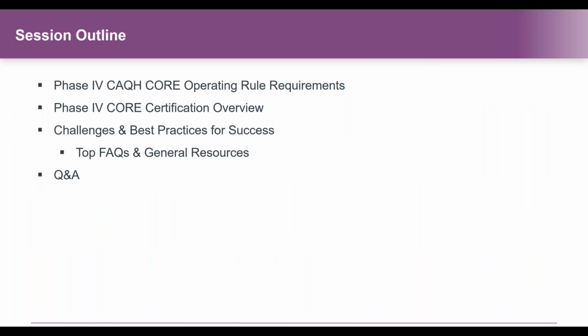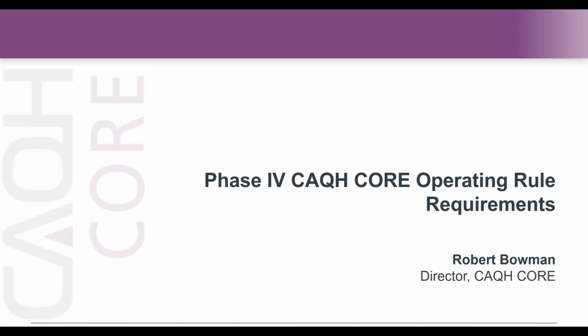The purpose of this webinar is to provide information about the Phase 4 operating rule requirements with a focus on connectivity, as well as Phase 4 certification. We want to ensure your successful implementation of the operating rules, as well as certification, so we will be sharing some best practices, tips for success, as well as resources. And of course, we will have time at the end for Q&A. Next slide, please. And now let's get started with our first presenter, CORE Director Robert Bowman.